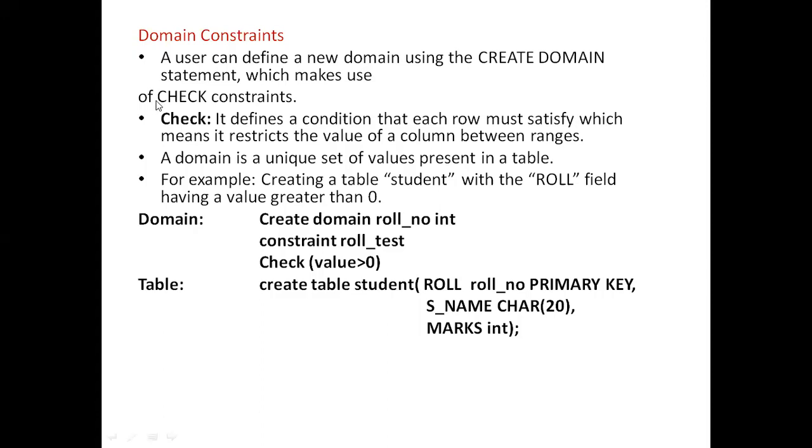For that, we have a check constraint, which defines a condition. What do you mean by check first? It defines a condition for each row and it has to be satisfied, which means it restricts the value of a column between ranges. Say I am creating a table for a book. Obviously the user, after reading a book, gives some ratings, right? Online we have some feedback forms. For that, if we want to create a table, in that we will have a ratings column. So how are ratings given? Between 1 to 10 they'll give.